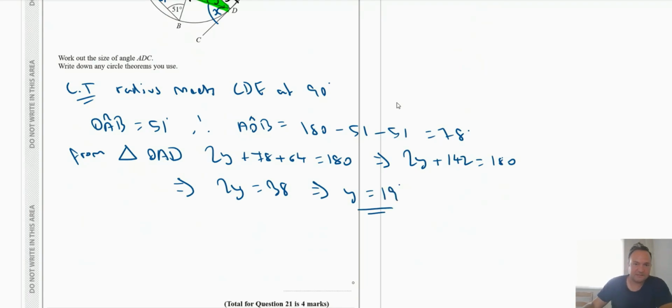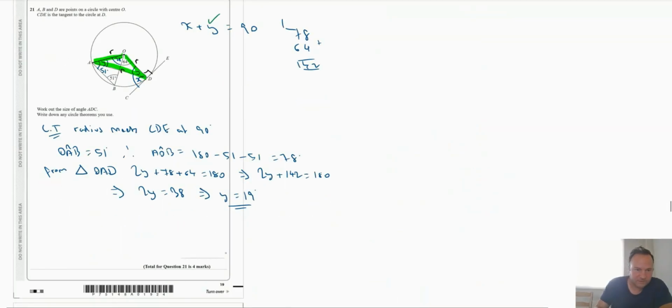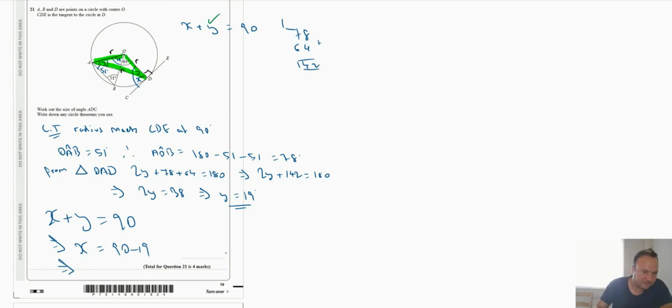Since y is equal to 19, we can go back to our original equation over here. We know what y is, so we can therefore say that x plus y equals 90. So x is equal to 90 minus 19, which means that x is going to be equal to 71 degrees, which of course is the same as the angle ABC, which we've established before. So that concludes question number 21.